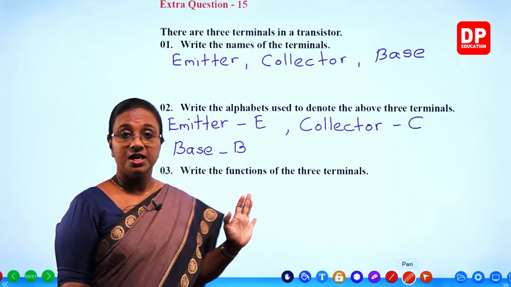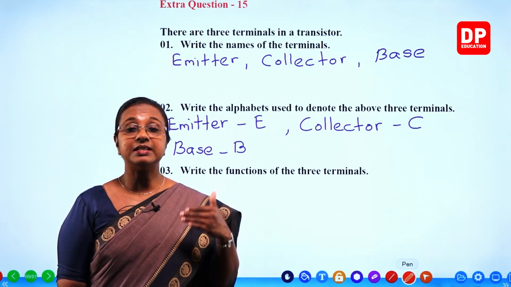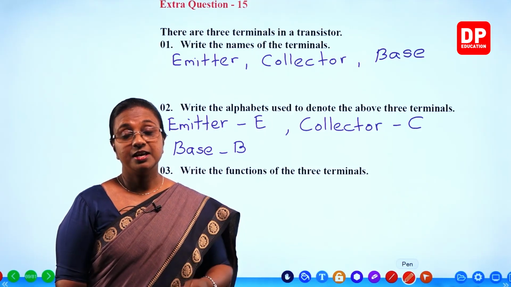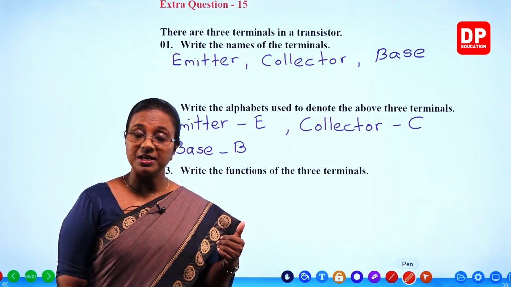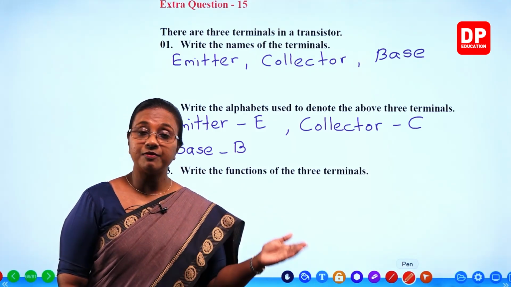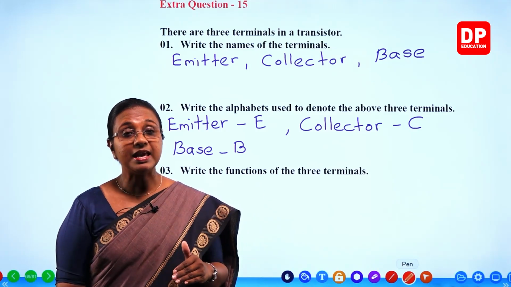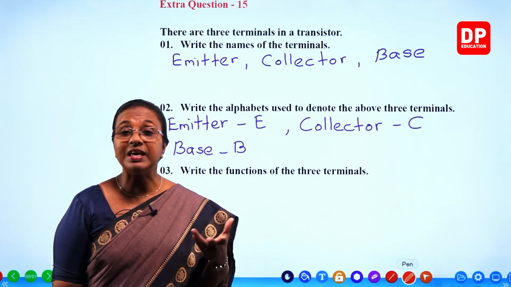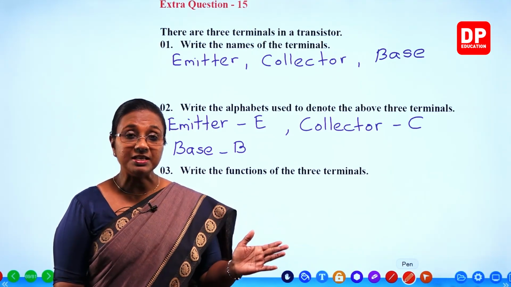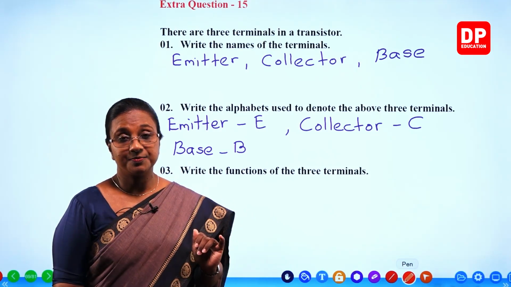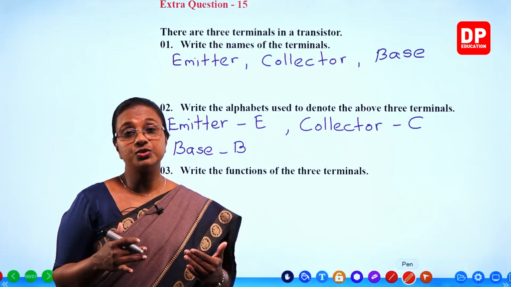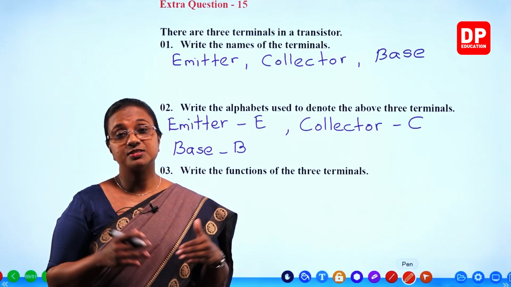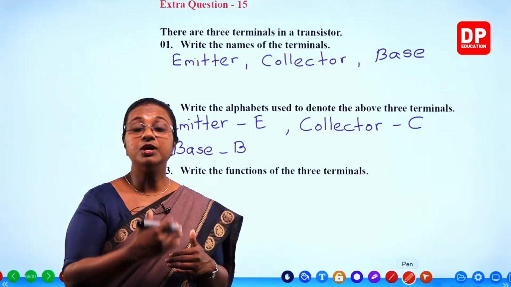What are the functions? Now you all know emitter is the terminal that emits the charge carriers. If it is a PNP transistor, holes are the majority charge carriers that are emitted from the emitter. Whereas in an NPN transistor, the N region is going to be the emitter. So there it's going to be electrons that are emitted. So emitter emits the charge carriers, whereas collector receives those charge carriers. And base controls the amount of charges flowing from emitter to collector.